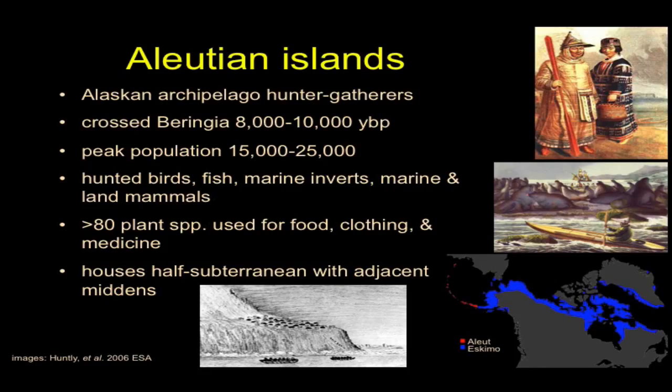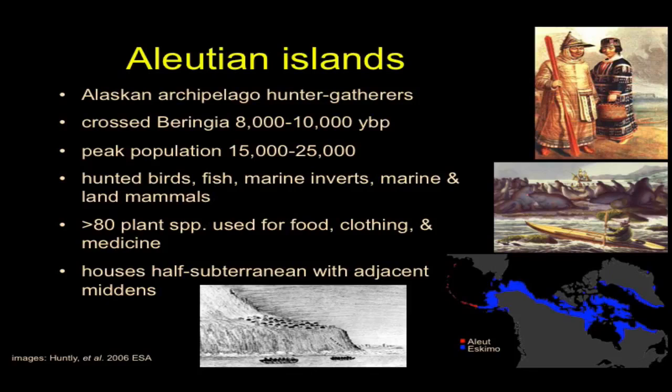All good? Okay. Third example. So let's talk about the Aleutian Islands. So here we go. We have Eskimos and Inupiat in the blue, and then the Aleut are in the red. So we're talking about the long tail of the archipelago of islands that trails off of Alaska.